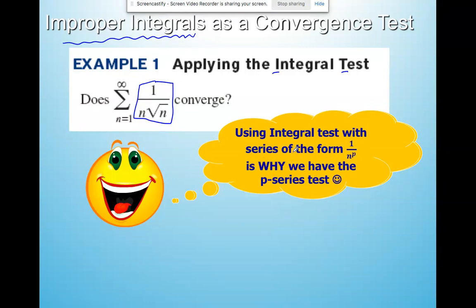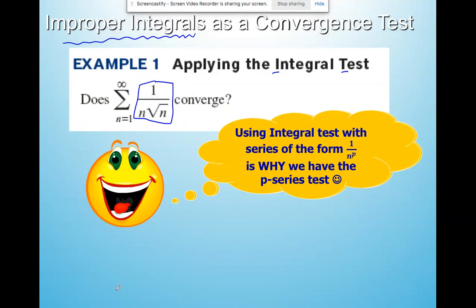The integral test is where the p-series comes from. Isn't that kind of cool? I can integrate 1 over n to the p in the abstract, just keeping p right in there. Don't put a number in for p, and I can prove that that improper integral will diverge if p is 1 or smaller than 1, but converge as long as p is greater than 1. That's where the p-series test comes from, which is why I wouldn't really use the integral test on this. I would use the p-series test.